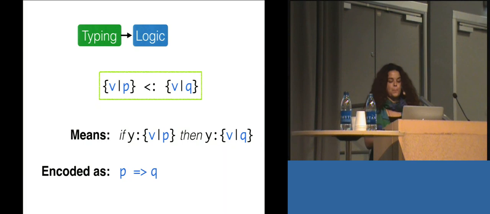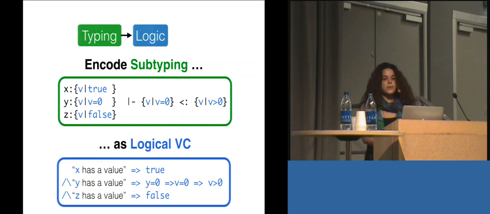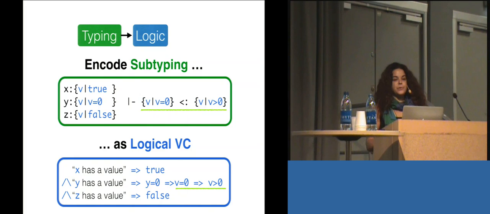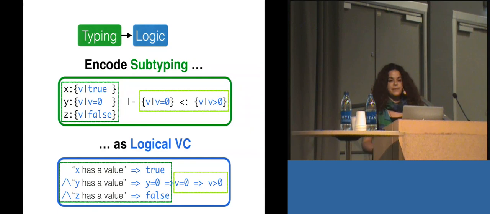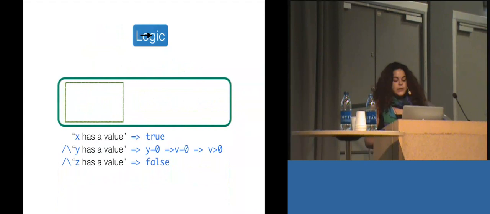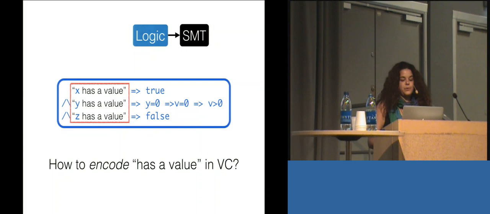So given these encodings, we are ready to encode the subtyping as a logical verification condition. First, we encode every binding into the environment, as we saw before, and also we encode subtyping to logic, as we saw before. So our logical verification condition is an implication from the conjunction of the encodings of the bindings to the encoding of the subtyping. So given this, we want to send our verification condition to the SMT solver, but before we do that, we have to discharge this "x has a value" guard.